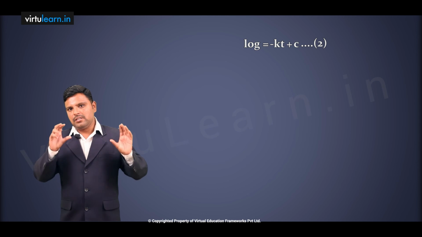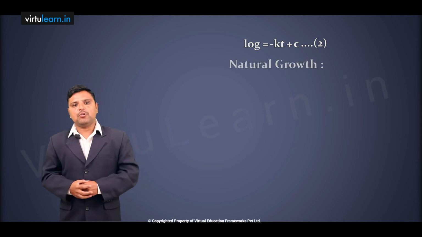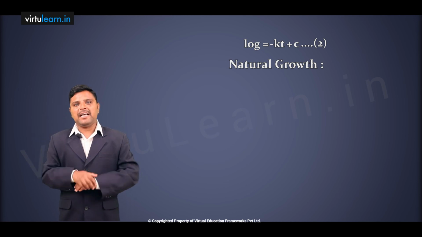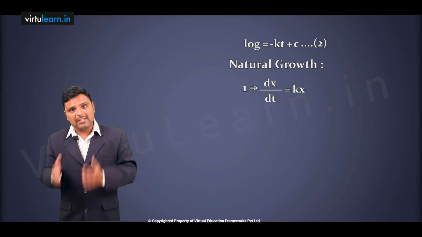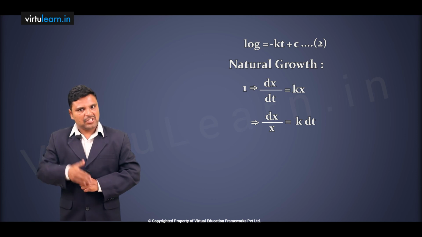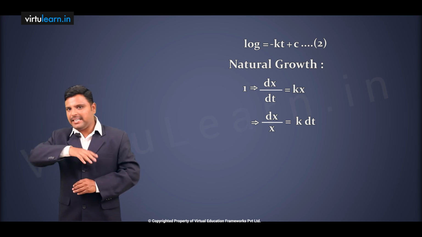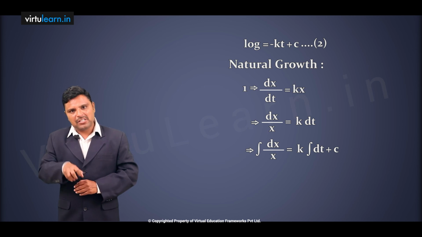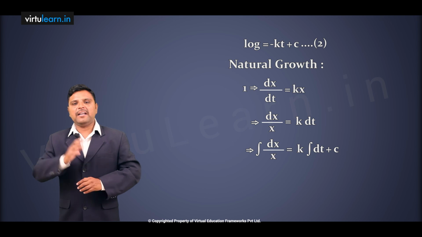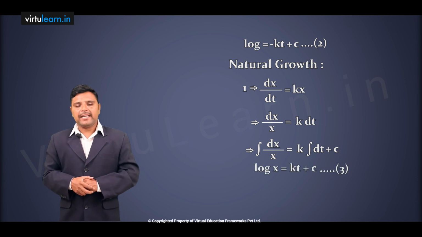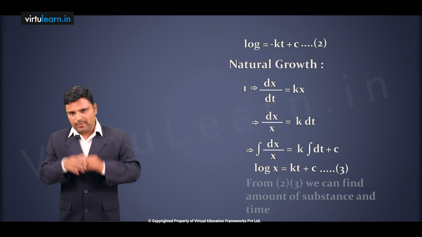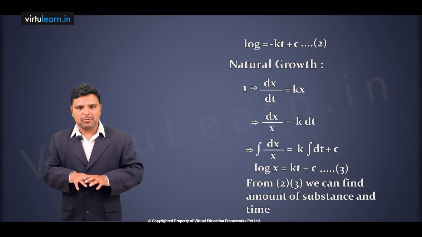Now this is natural decay. Suppose it is natural growth, then dx by dt is proportional to x, which can be written as dx by dt equals plus kx. Again separating the variables, dx by x equals k dt. Integrating on both sides, integral dx by x equals integral k dt plus c. The final answer is log x equals kt plus c. This is our final equation of natural growth. From this equation we can again calculate the amount of substance and the time t.